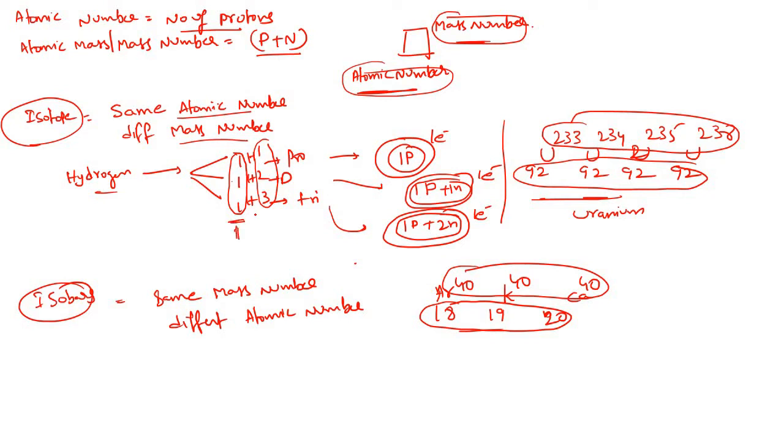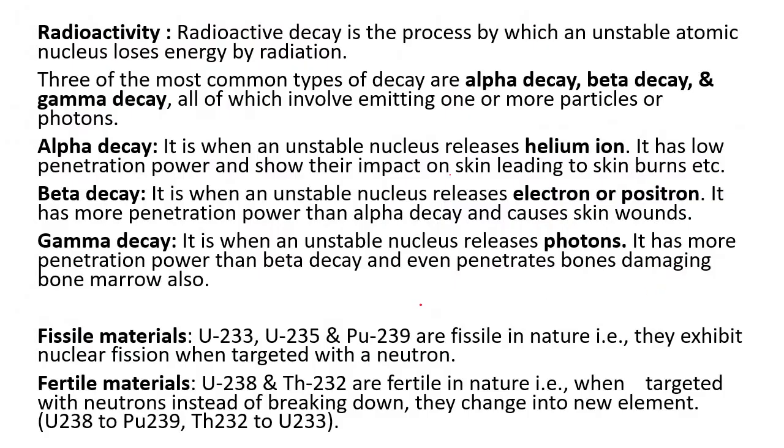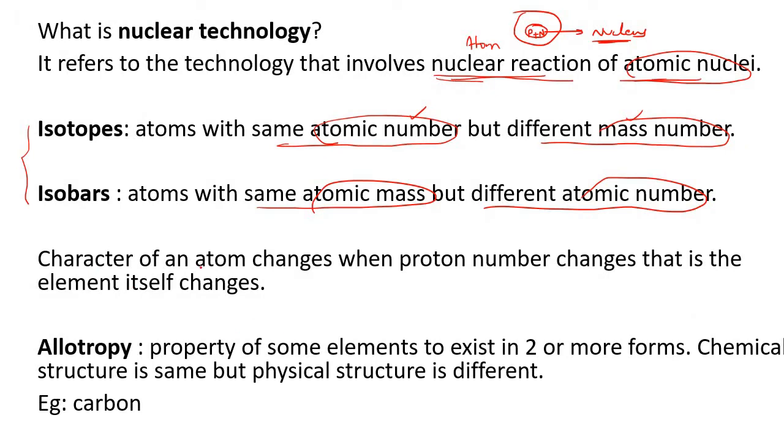Okay, so if we see from these two examples, if number of protons, means atomic number, is same, then the element is also same. Here atomic number is 1 and element is hydrogen, but here as atomic number is changing, the element is also changing. Okay, means for any element, number of protons are very important. If number of protons are changing, then the element itself is changing. So the character of an atom changes when the proton number changes, that is, the element itself is changing.